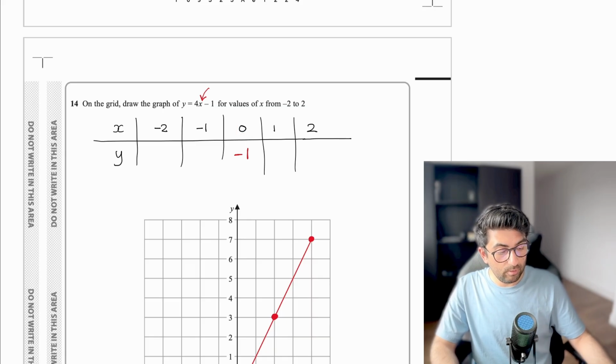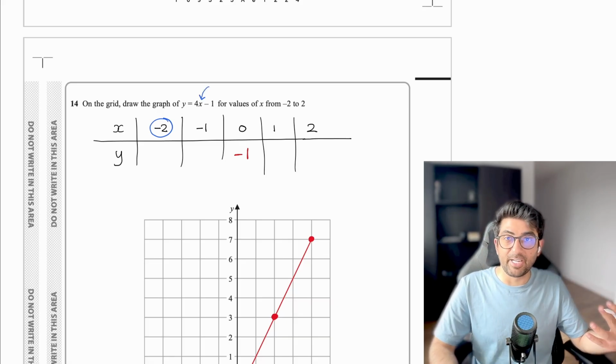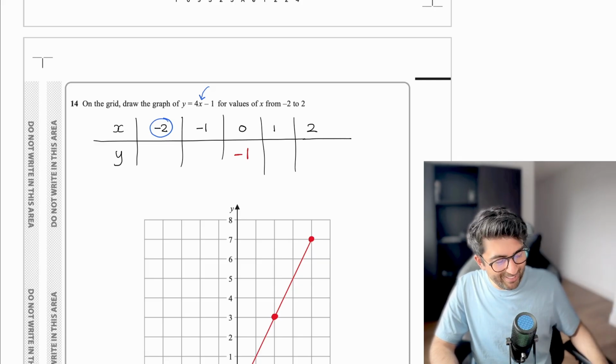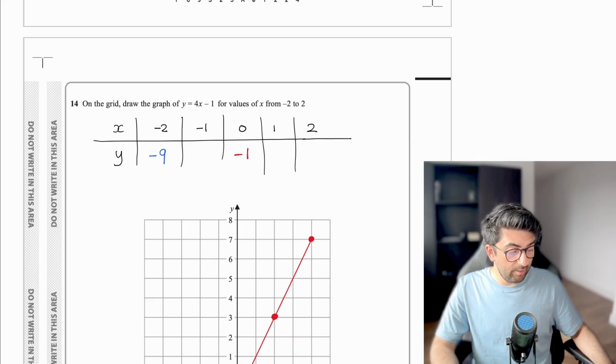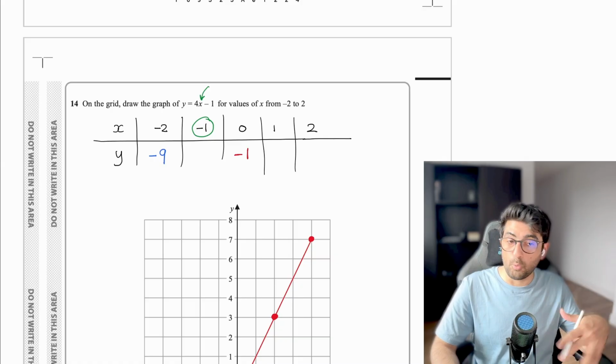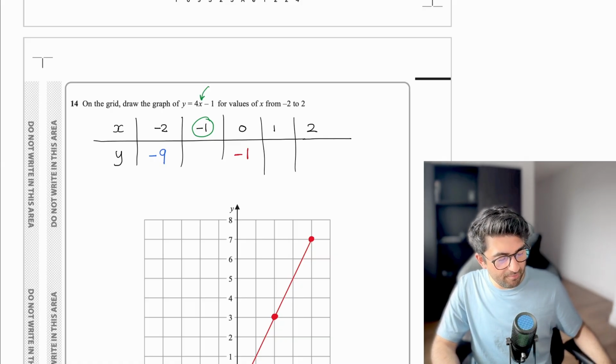Okay, next one. Let's go from the beginning. X is -2, so 4 times -2 is -8. -8 minus 1 is -9. Okay, next one is -1. So when X is -1, what's Y going to be? 4 times -1 is -4. -4 minus 1 is -5.